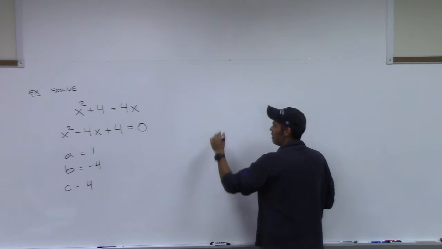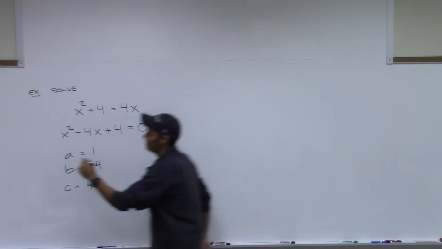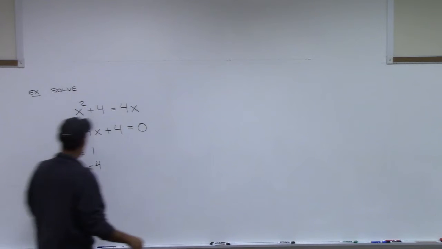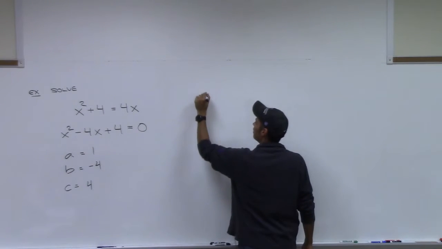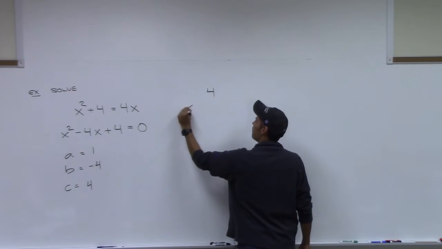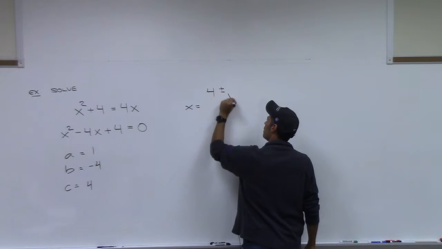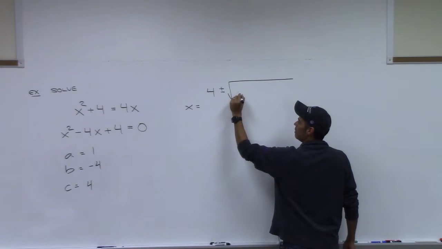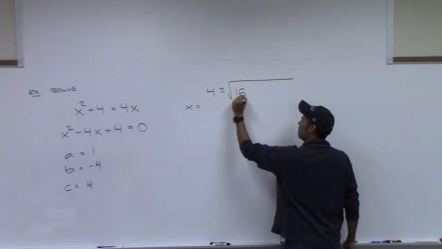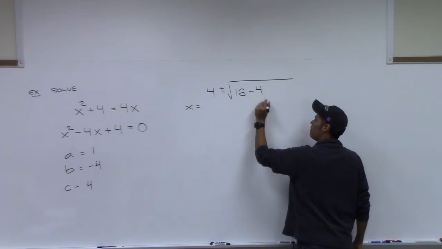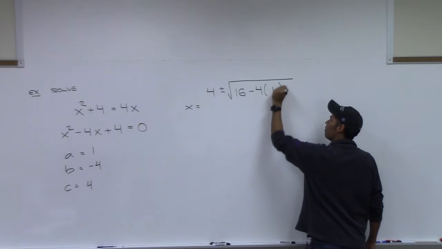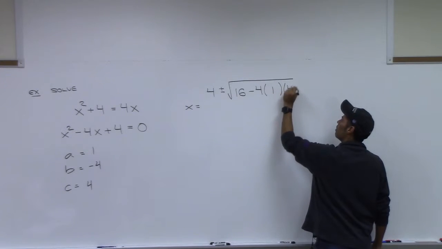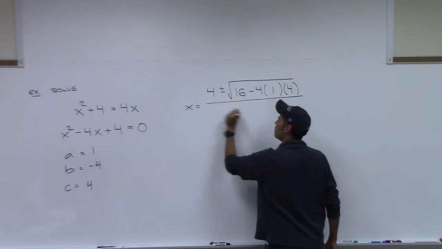Well, you've memorized it by now, right? So it would be negative negative 4, which is positive 4, plus or minus the square root of negative 4 squared, which would be 16, minus 4 times 1 times 4, all over 2 times 1.